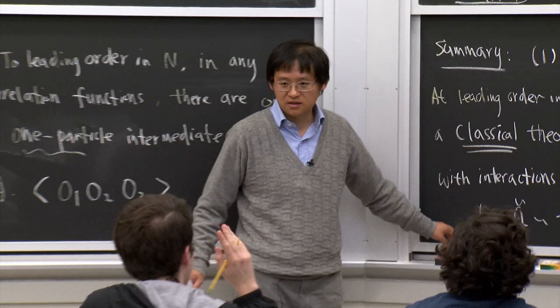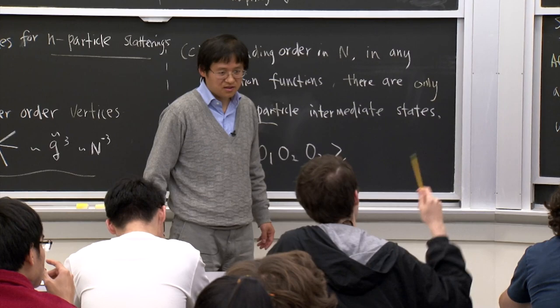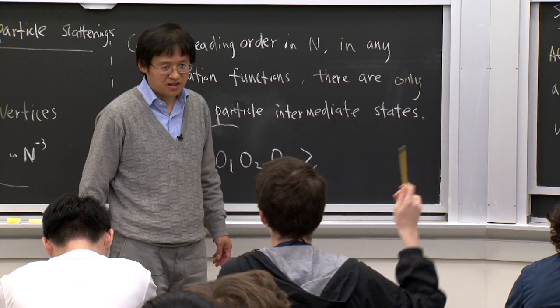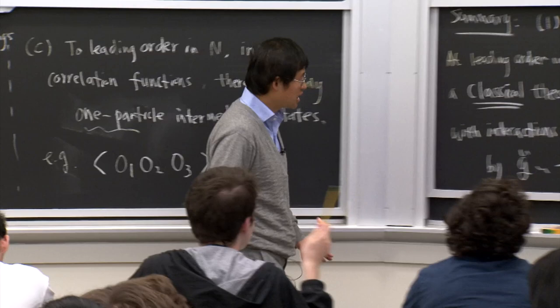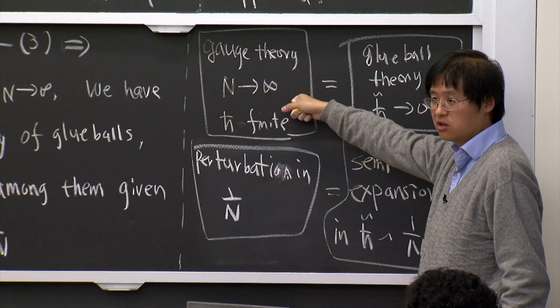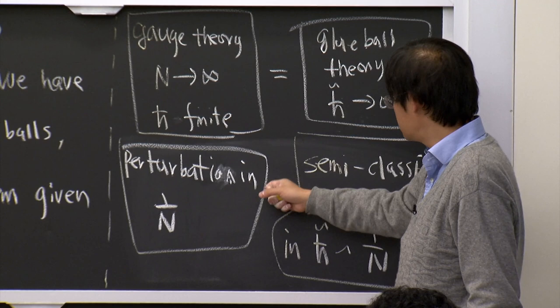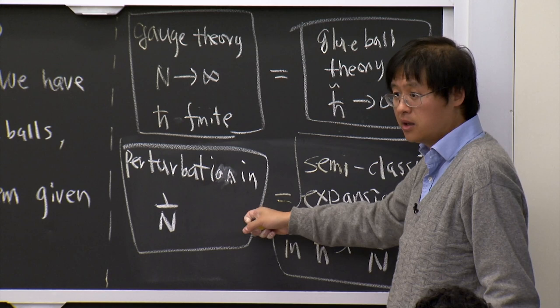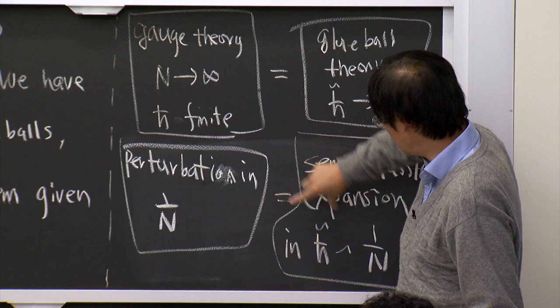Yes? Just to clarify, doesn't the second statement, the fact that perturbation in 1 over n corresponds to a classical expansion in h bar tilde, isn't that just a generalization of the thing you just wrote? It's really the same statement. Yeah, it's the same statement. Okay, no. These two statements are basically the same, but they are not equivalent. This is talking about this particular limit, and this tells you what happens. We will relax this limit by including finite n, in fact by the 1 over n expansion. Yes. And to make this identification, this by itself does not imply that. It goes the other way, right? Yeah, it goes the other way. So this is a stronger statement.